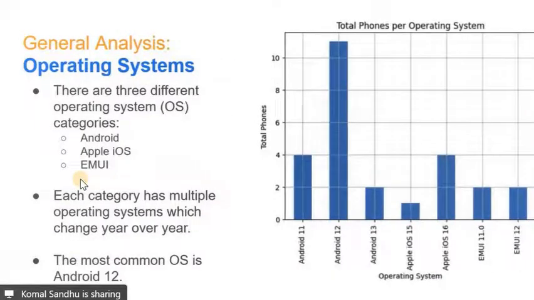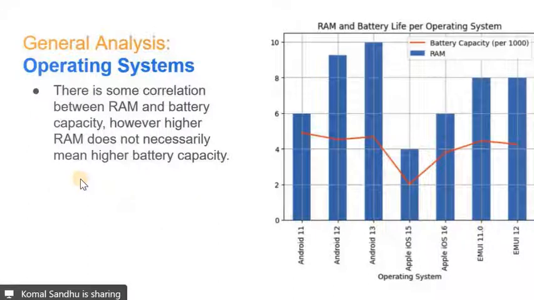And then lastly, for operating systems, there are three different operating system categories: Android, Apple iOS, and EMUI that consumers can choose from. And the most common one here is Android 12. And for consumers who might not have high needs, we can see that the Apple iOS 15 is a great option. And then we can also see that Android 13 is a great option for high consumption users.